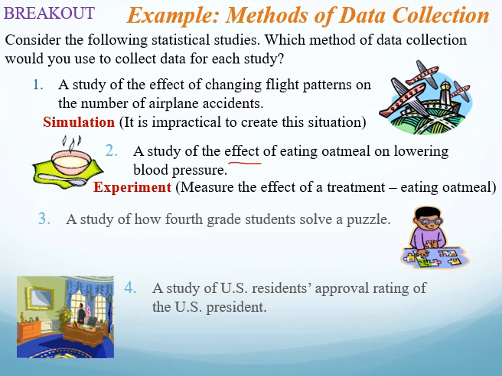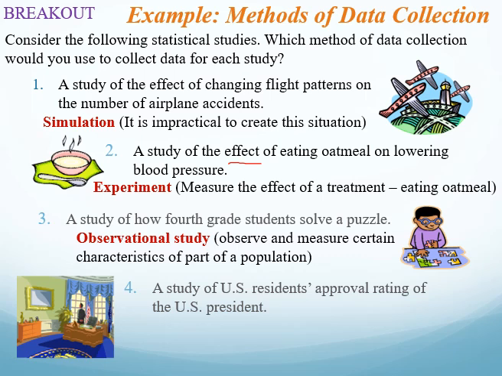All right, number three. A study of how fourth grade students solve a puzzle. You're just going to give them a puzzle, and you're going to watch and observe, right? See how they solve it. Maybe you'll make note of how fast they solve it. So that is an observational study. You're not really imposing a treatment. Some people aren't doing it with one hand tied behind their back, or with one eye closed. We're just giving them a puzzle and observing what happens. So that's definitely an observational study.